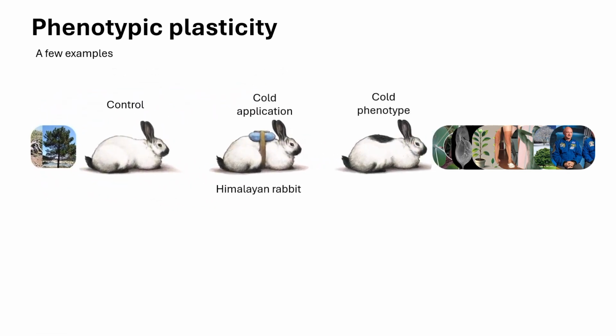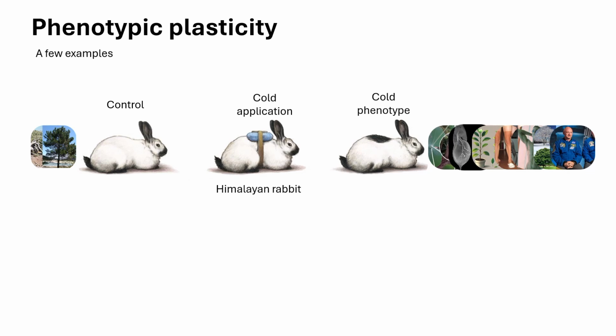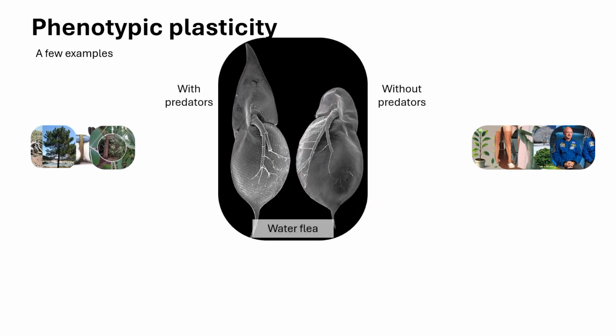In Himalayan rabbits, the fur color is darker in colder areas of the body such as the paws, the ears, and the muzzle. Applying a cold treatment to another body part for a prolonged period of time will also result in darker colored fur. The waterfly Daphnia magna can grow spiky hats, which serve as protection from predators when they're present in its environment.